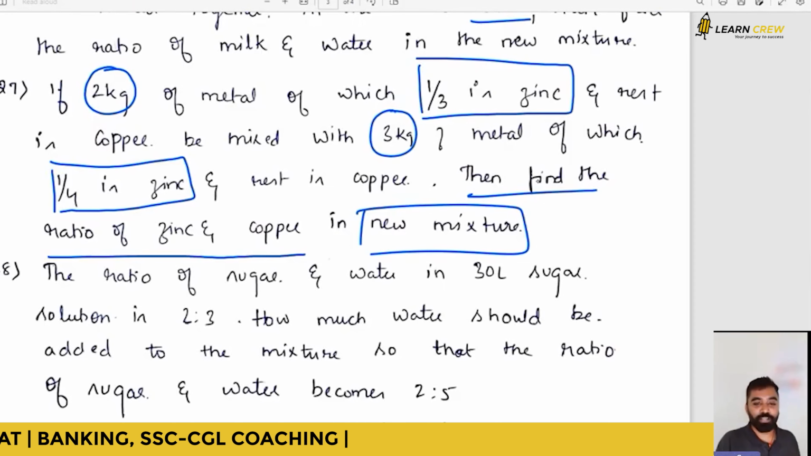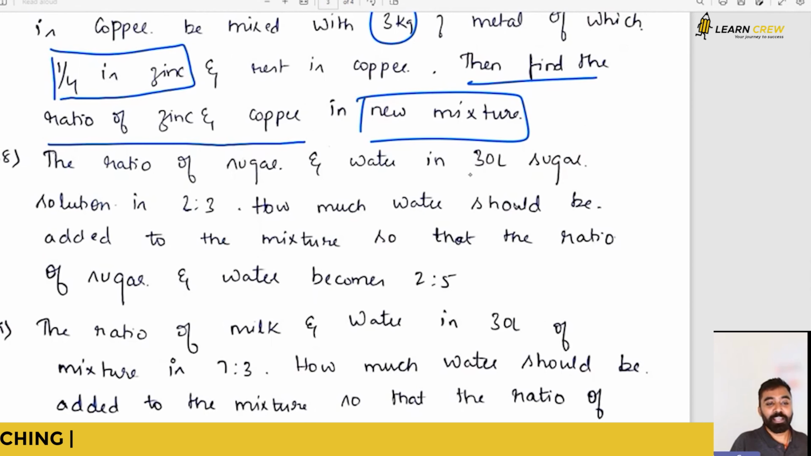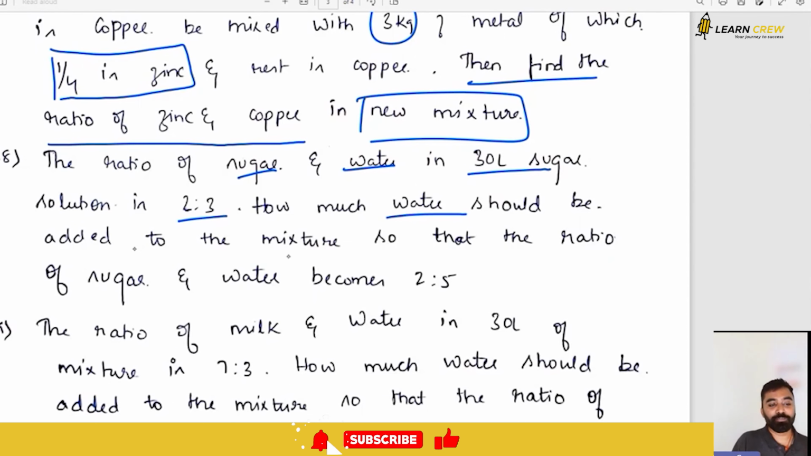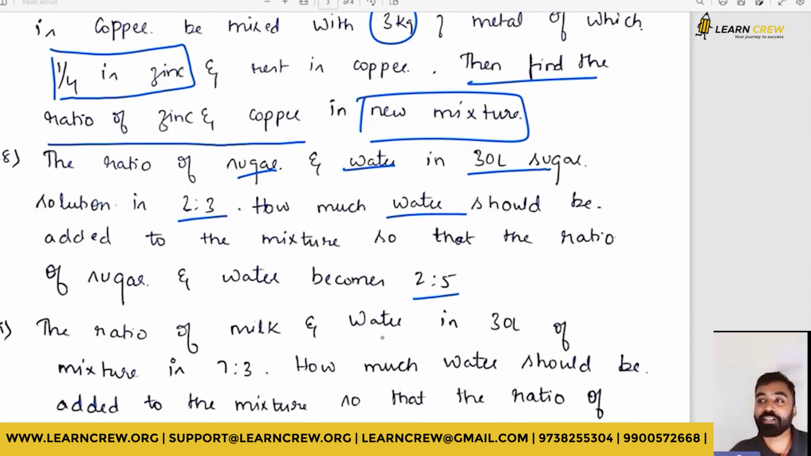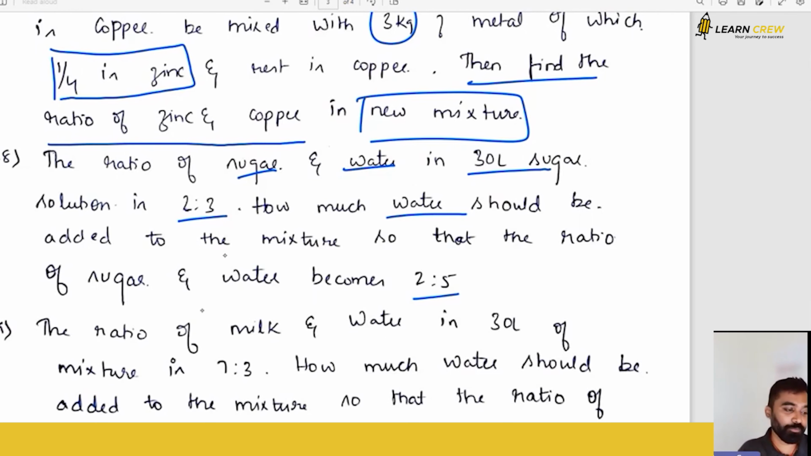The ratio of sugar and water in 30 liter sugar solution is 2:3. How much water should be added to the mixture so that the ratio becomes 2:5? Now what is being added? Water. Sugar is constant.